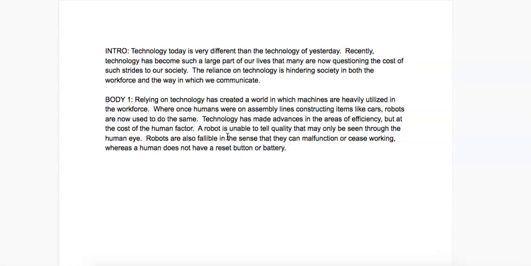So we've brought up points that show that yes, robots might be efficient, they might be helping the workforce. They're still not infallible. They can run down, they can malfunction. You're still going to need a human to fix those. They're not always going to be able to tell the quality of a product, whereas a human might be able to see an imperfection in a color or a thread or a fabric that a robot just cannot tell.